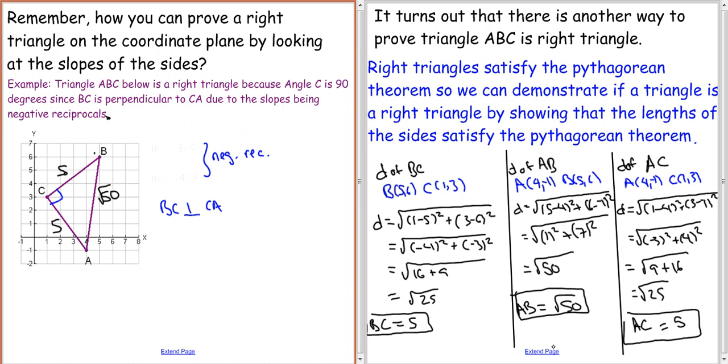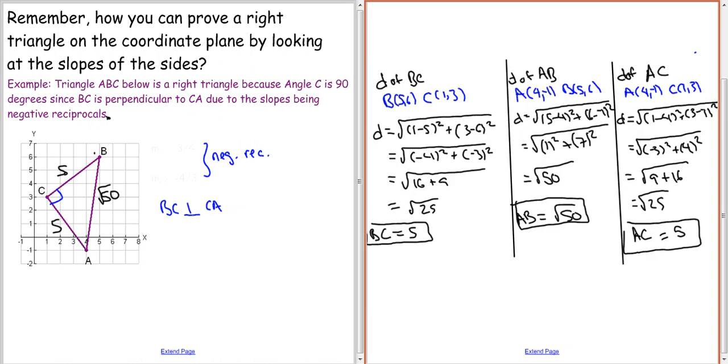I mean, we know it's a right triangle, right? Obviously, we proved it already with the slopes, but we can also prove it with the lengths of the sides. Well, remember, right triangles satisfy a squared plus b squared equals c squared. So we know that c is the hypotenuse, so this is our c here. So we could show that these lengths satisfy the Pythagorean theorem. So let's go ahead and do that.